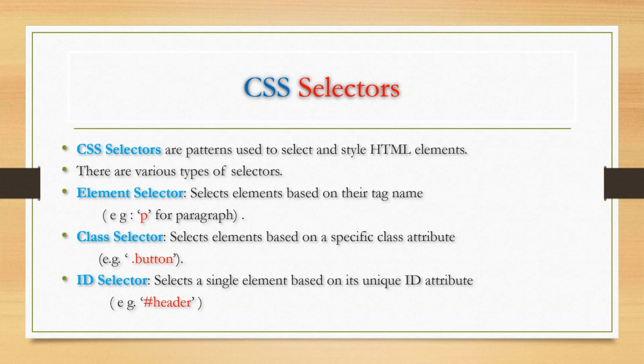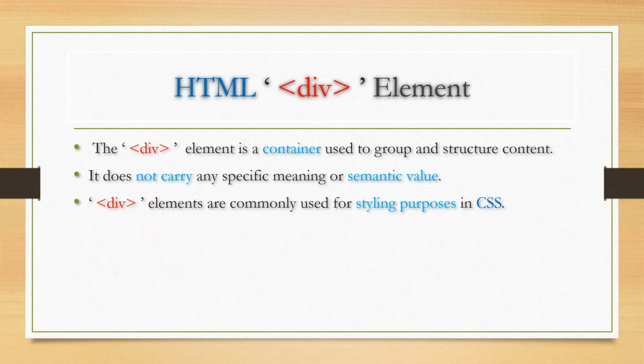CSS selectors. CSS selectors are patterns used to select and style HTML elements. There are various types of selectors. Element selector selects elements based on their tag name. Example, p for paragraph. Class selector selects elements based on a specific class attribute. Example, .button. ID selector selects a single element based on its unique ID attribute. Example, #header.